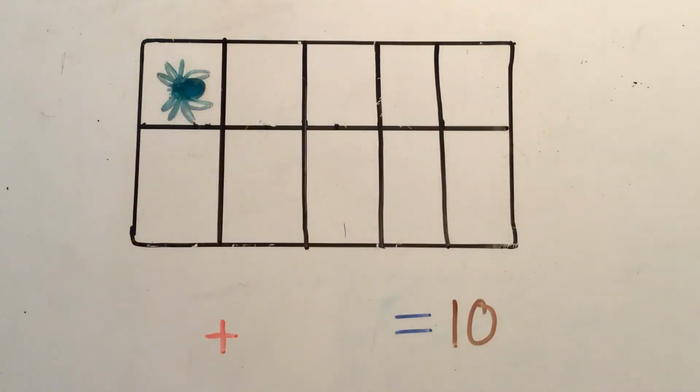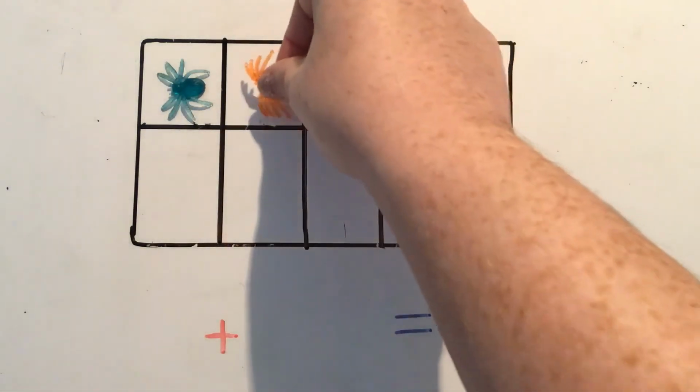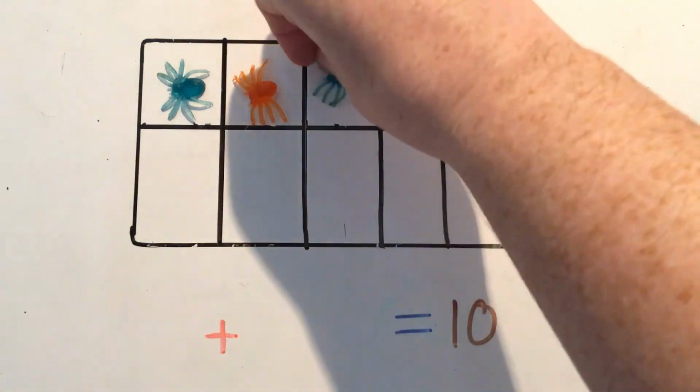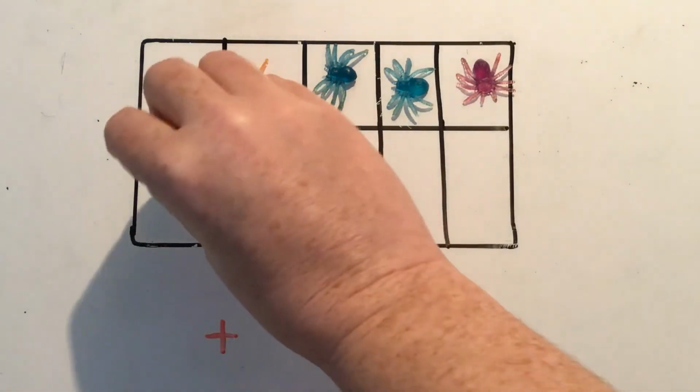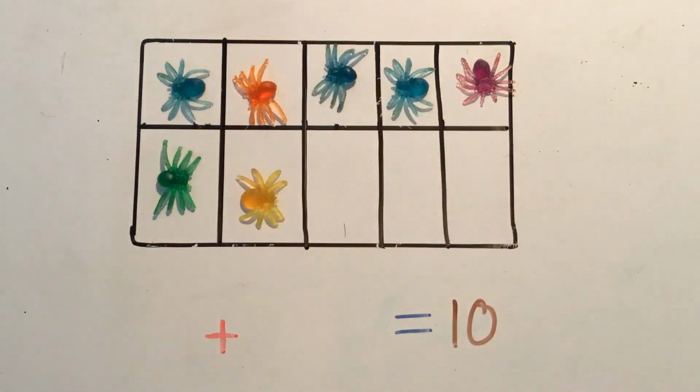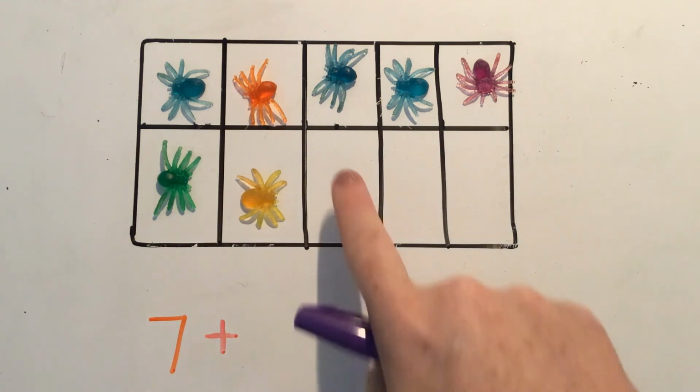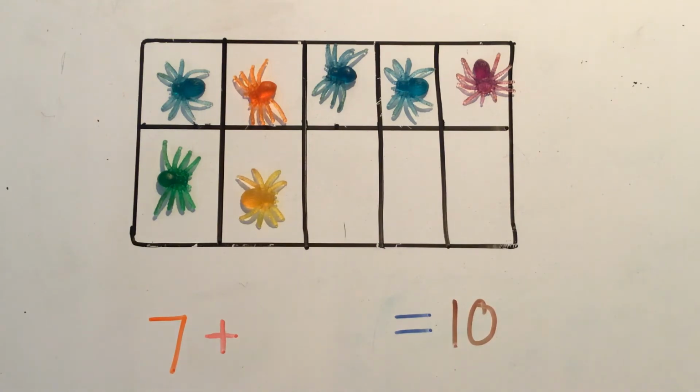I'm going to put 7 spiders on our tens frame. 1, 2, 3, 4, 5, 6, 7. There are 7 spiders on our tens frame. How many more spiders would we need to have 10 spiders all together? 1, 2, 3. There are 3 empty spaces left on our tens frame, so we would need 3 more. So we have 7 spiders. We need to add 3 more to have 10 spiders all together.